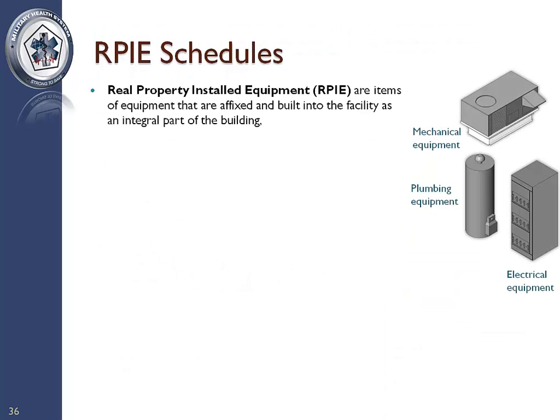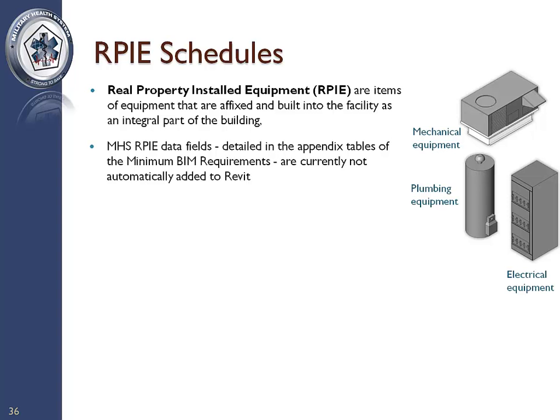Real property installed equipment, or RIPI, are items of equipment that are affixed and built into the facility as an integral part of the building. MHS RIPI data fields, detailed in the appendix tables of the minimum BIM requirements, are currently not automatically added to Revit or via an add-in.